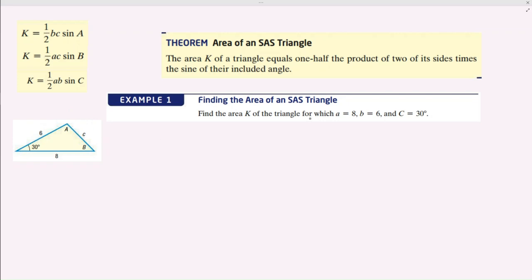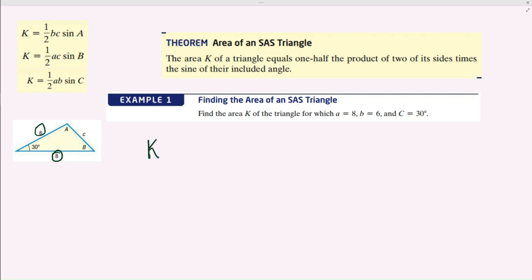And we've got a particular situation here where the length A is 8, B is 6, but we know the included angle for C, and that's going to allow us to choose one of these. But we don't really have to think about which one we're choosing. We just know we're going to take 1/2 the product of the sides that make up that angle. In other words, the angle is included and created by those two sides.